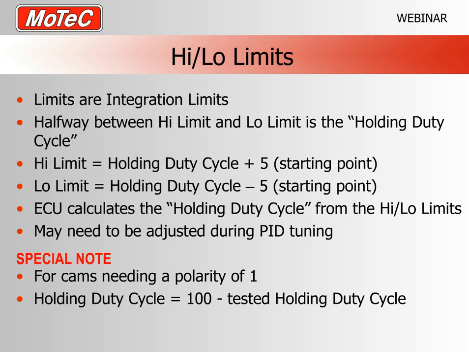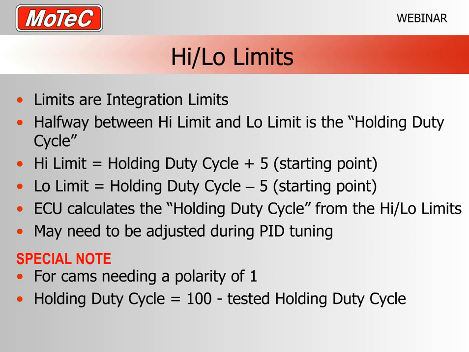My low limit is going to be 35 minus 5, and that's 30. So they're the two numbers you would enter. The ECU will calculate halfway between, fairly simple maths, and work out that 35% duty cycle is a holding duty cycle. Now these are an integration limit, this +5 and -5.